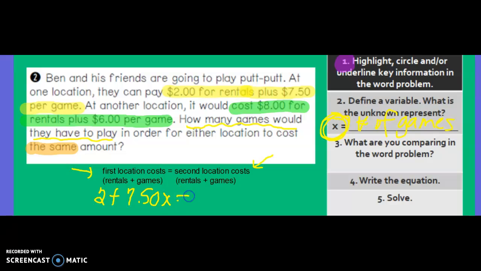Now we're going to set that equal to the second location. And the second location, the rentals were $8 plus, and the games are $6 per game. So that's just 6 times x. So the way that we'll figure out how many games you would have to play in order for the first location to equal the second location's cost, it would be 2 plus 7.50 times x equal to 8 plus 6x.